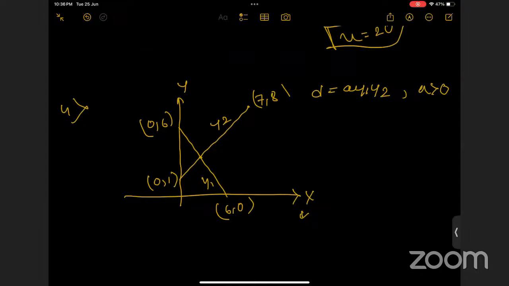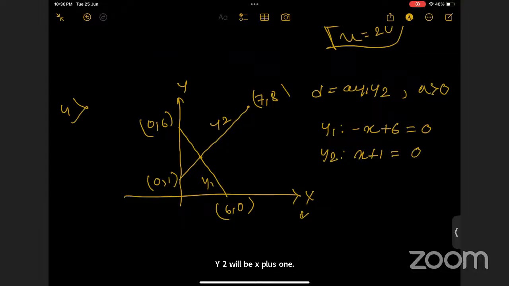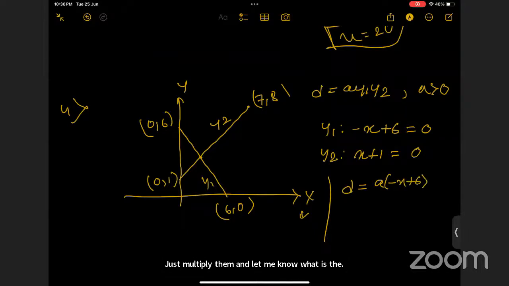Ma'am, we can get the equation of the two lines using the points they have given. Yeah. What will be the equation? You can solve it and please let me know. y1 will be minus x plus 6, so x plus y minus 6 equals 0, right? And y2 will be x plus 1. Then what will be d? Just multiply them and let me know what is d.